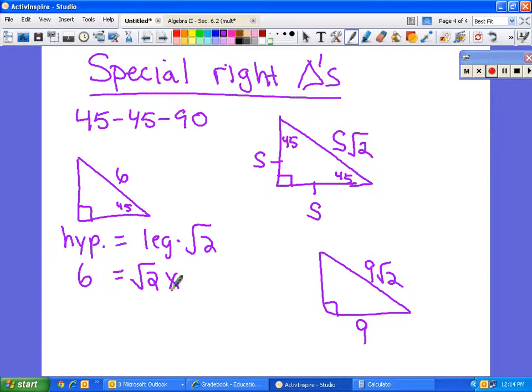Okay, now, how do we solve for x? How do we solve this for x? Tell me how to solve this. Tell me what to divide by. Tell me what to divide by here to solve for x.